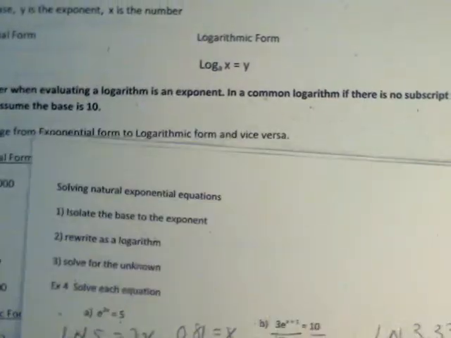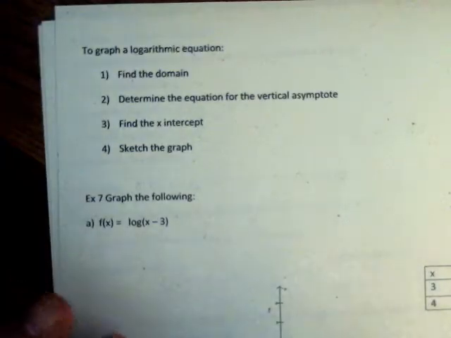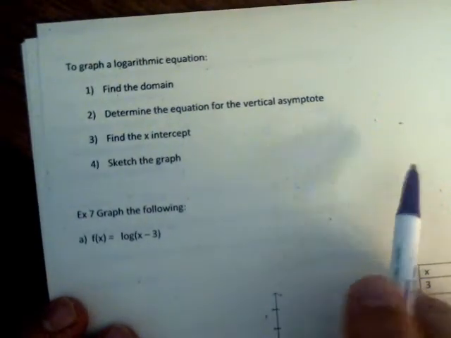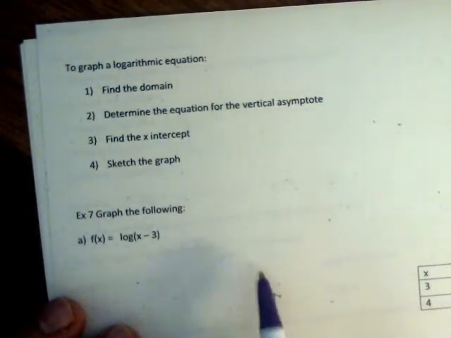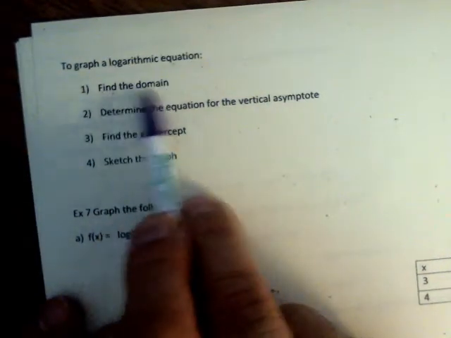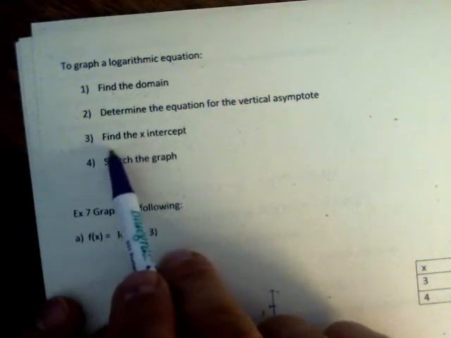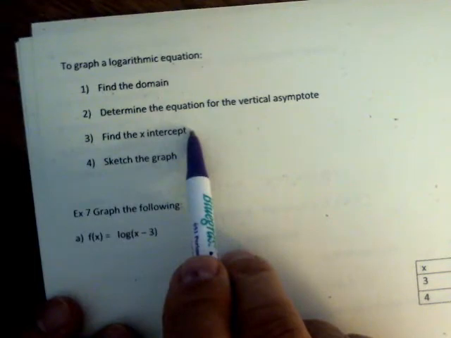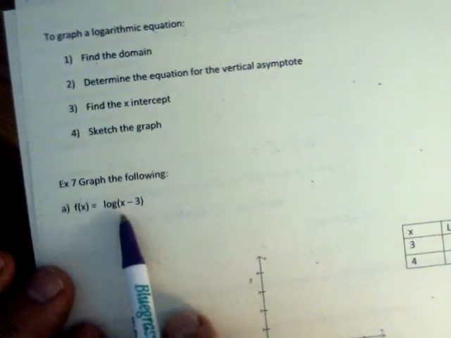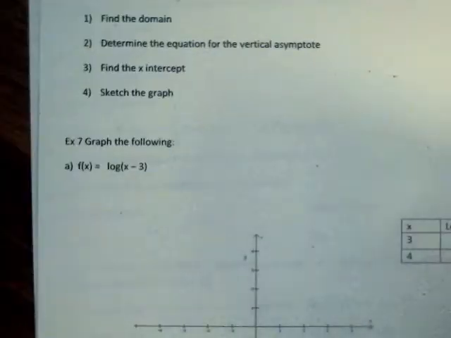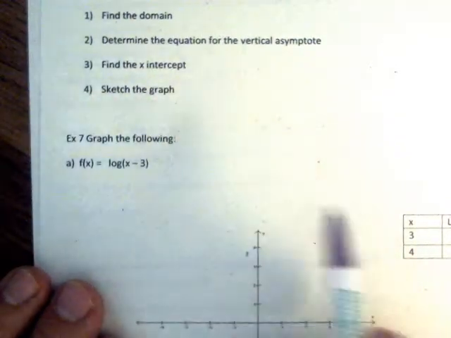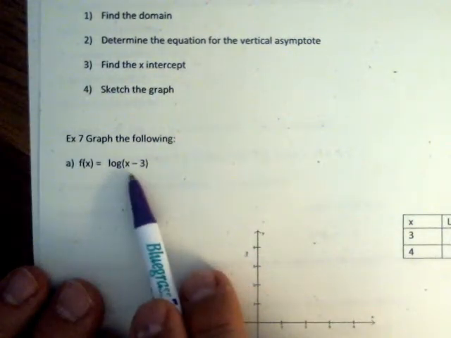So to graph these, we're going to graph them by transformations, just like we did the exponentials, but it's going to be transformations involving the shape of the logarithm. So if you find the domain, then that can determine the equation of the vertical asymptote, which can help you find the x-intercept and sketch the graph. Or you can just shift it. Okay, so there's kind of two ways to do it. You could shift the x-intercept, which is all going to come from here anyway. Or you can find some points.